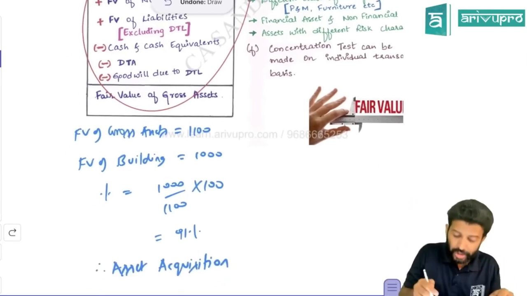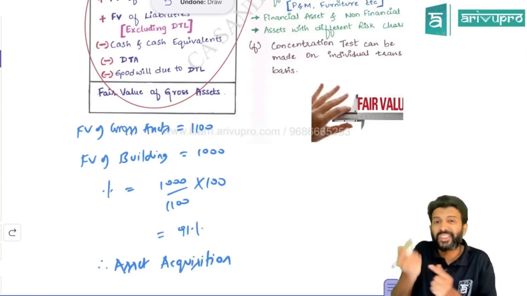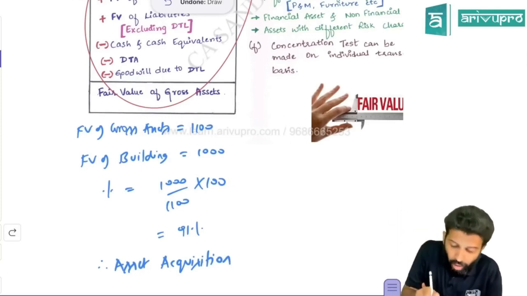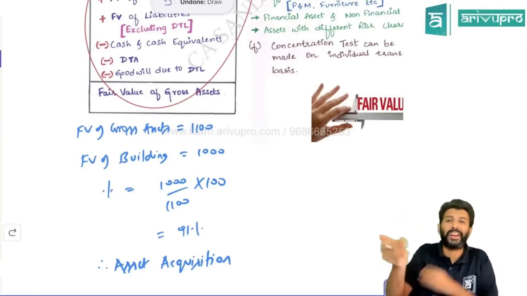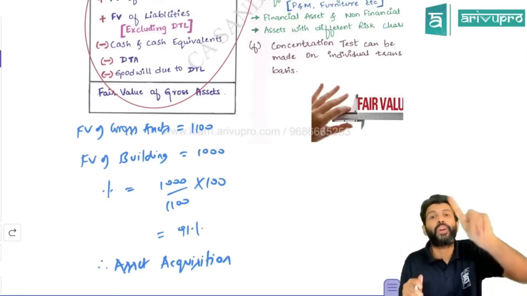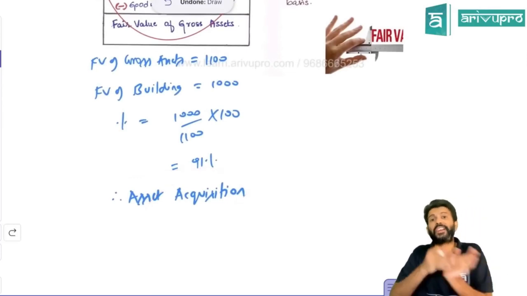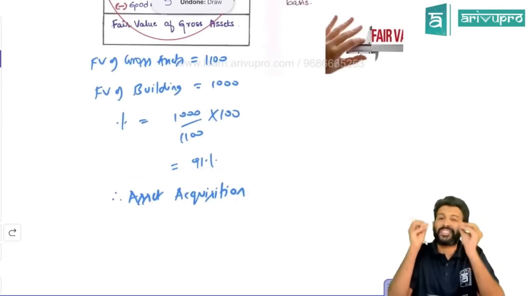So what is the percentage? Almost 91%. So 91% of 1100 is concentrated on one asset. That means of the total consideration you have paid, 90% is towards one asset, meaning you have not really acquired a business. What you have really acquired is the asset. So this particular transaction has passed the concentration test and it is an asset acquisition.